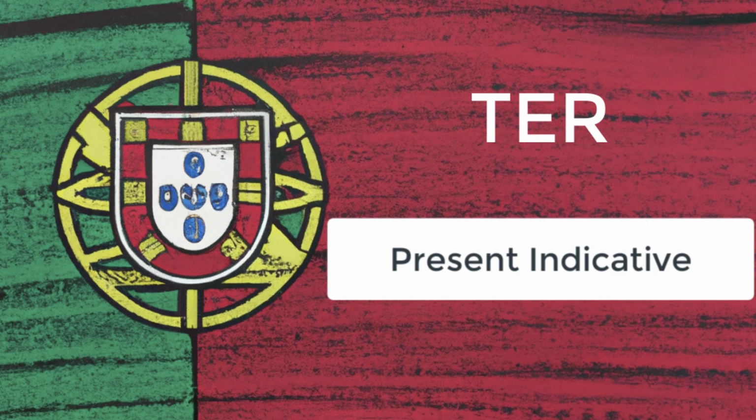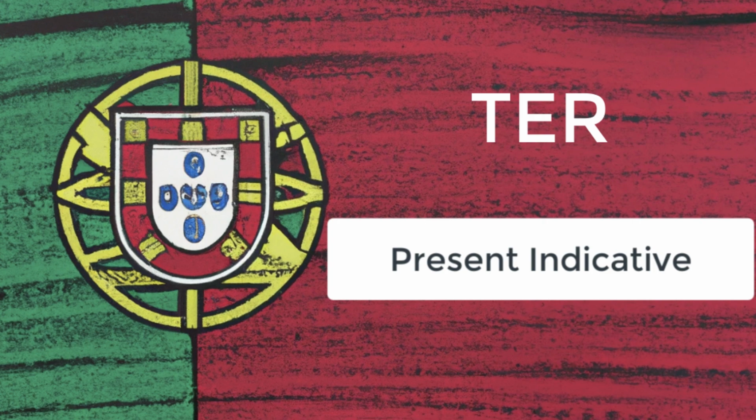Tem. Ele tem. He has a lot of patience. Ele tem muita paciência. Temos. Nós temos. We have a garden. Nós temos jardim.